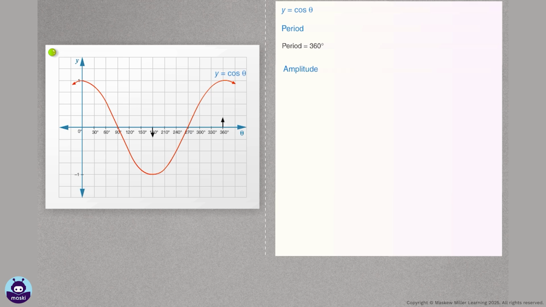Amplitude. The maximum height of the wave-shaped cosine function above and below the x-axis is called its amplitude. The amplitude of the cosine function is 1.